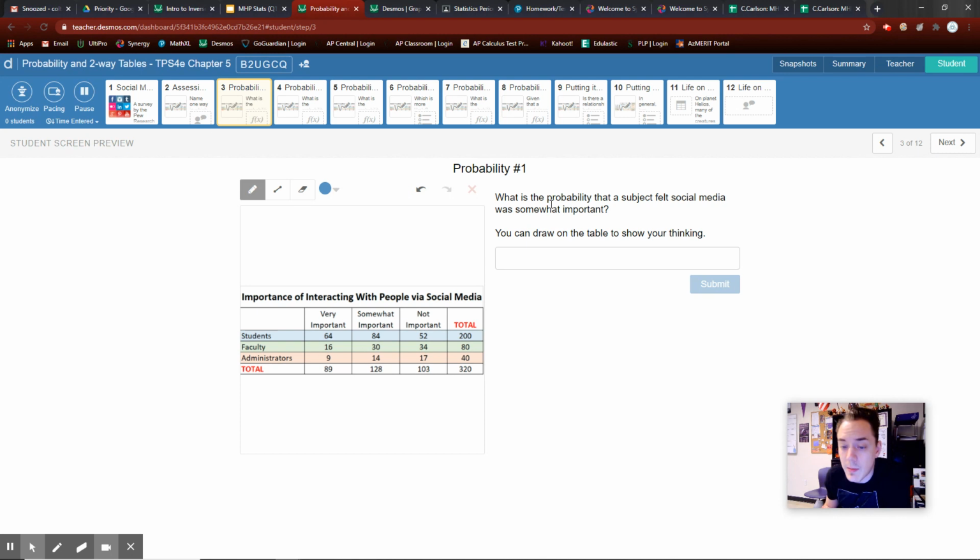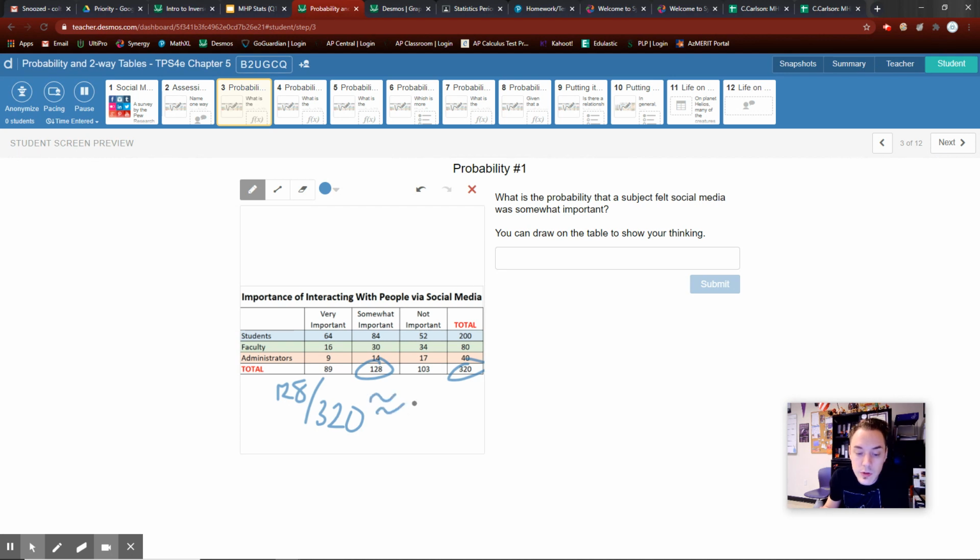This is our first probability. What is the probability that the subject felt social media was important, okay? I am going to draw on the table, and you can too. So by subject, that means literally anything, so anybody, okay? So faculty, administrators, or students. So this is 128 all over the total. So that's my probability. It's literally just 128 all over the total, 320, okay?